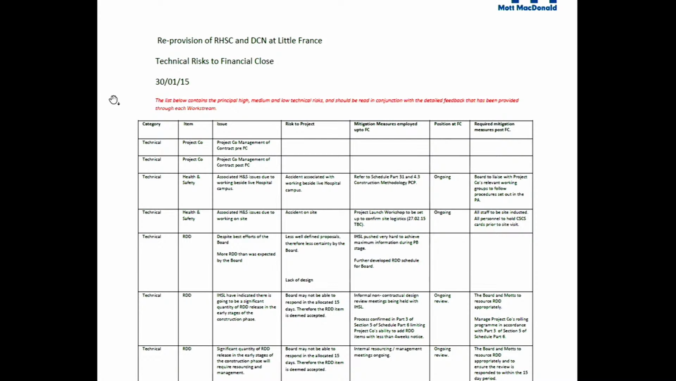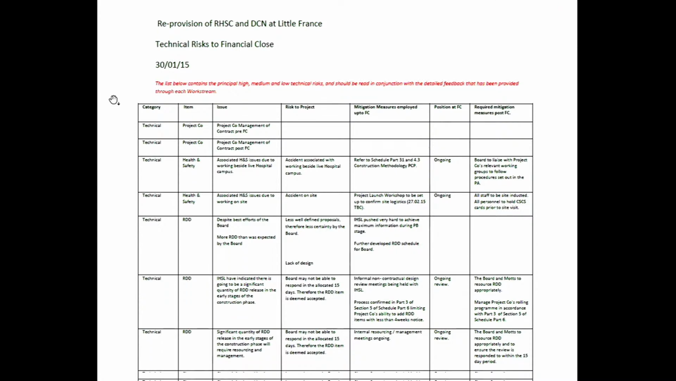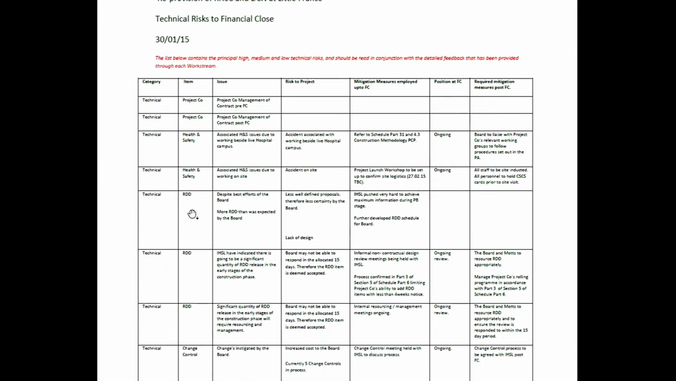So if we look, I think it's 5 entries down, we'll see the item being RDD. Do you see that? Yes. So the issue is, despite best efforts of the board, more RDD than was expected by the board. Risk to the project, less well-defined proposals, therefore less certainty by the board, lack of design. The mitigation is IHSL pushed very hard to achieve maximum information during PB stage, further developed RDD schedule for the board. Do you see that?